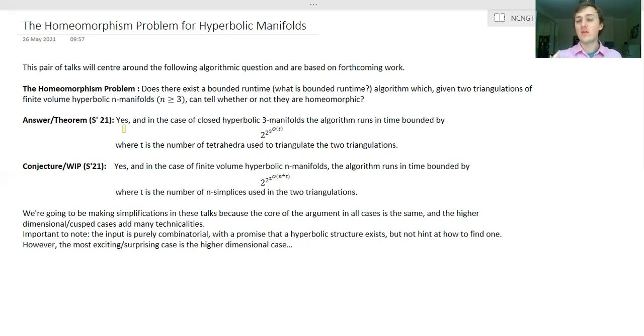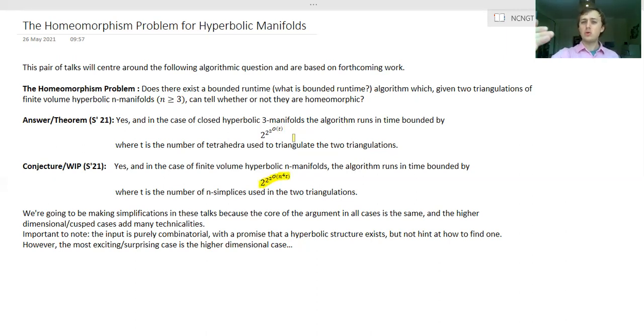So what answers have I got to tell you about? In theorem form, I can tell you that in the closed 3-dimensional case, the answer is yes, there is a bounded runtime algorithm, and it runs in time bounded by 2 to the 2 to the 2 to the big O of t, where t is the number of tetrahedra. And in the high dimensional and cusped cases, my conjecture or work in progress is that the answer is yes again. And this time it depends on n as well.